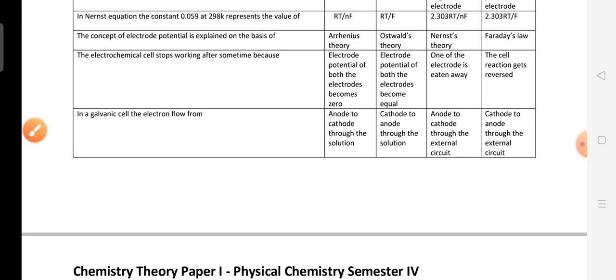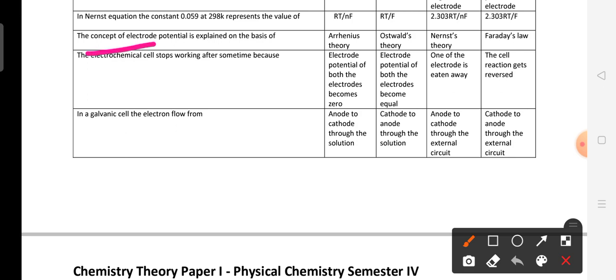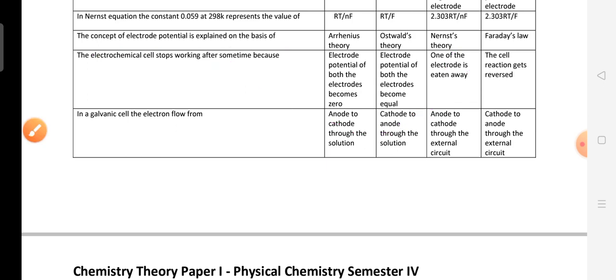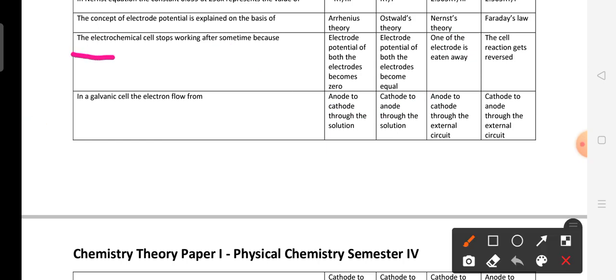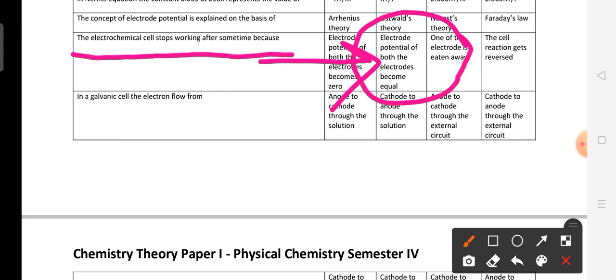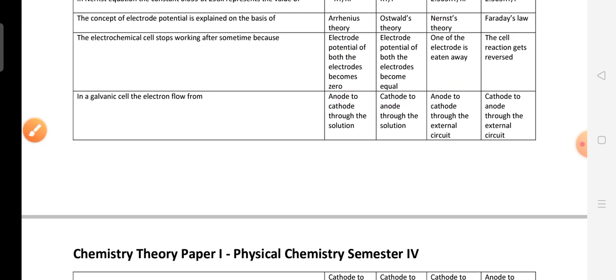Then the concept of electrode potential is explained on the basis of option number 3, that is Nernst theory. Then electrochemical cells stop working after some time because of the electrode potential. The answer to that question is option number 2, that is the electrode potentials of both electrodes become equal. So electrochemical cells stop working after some time.